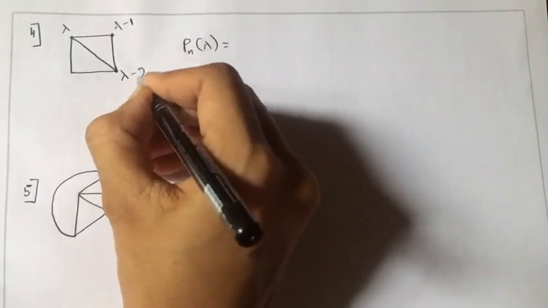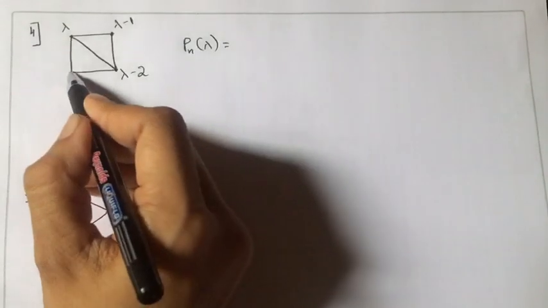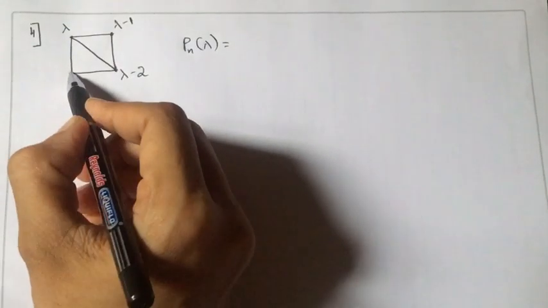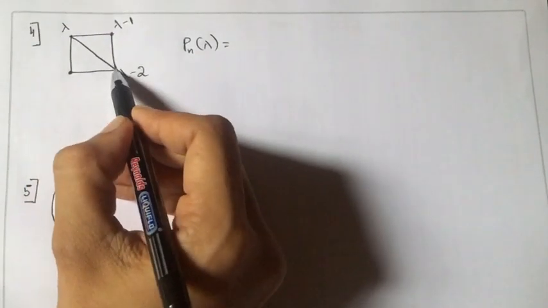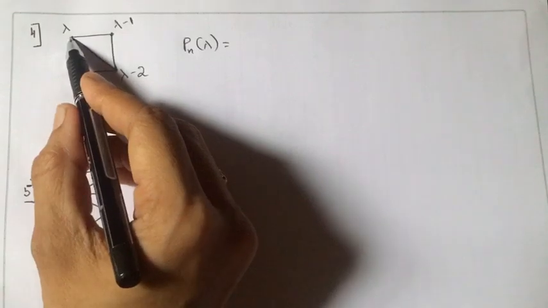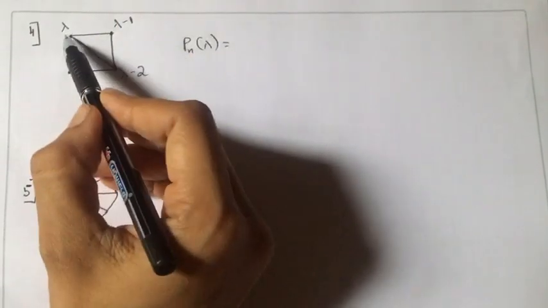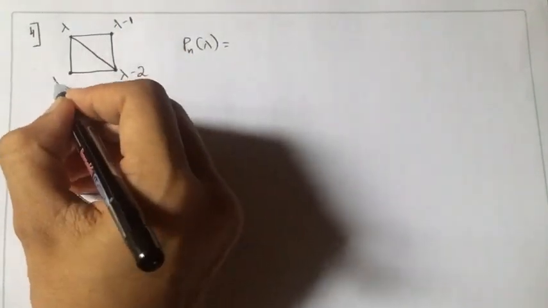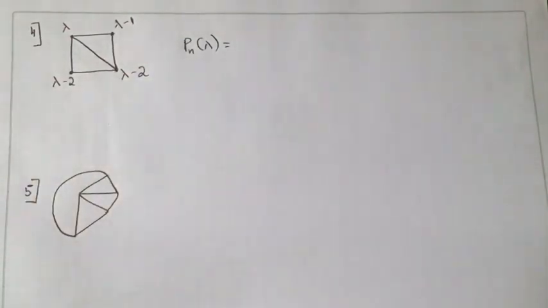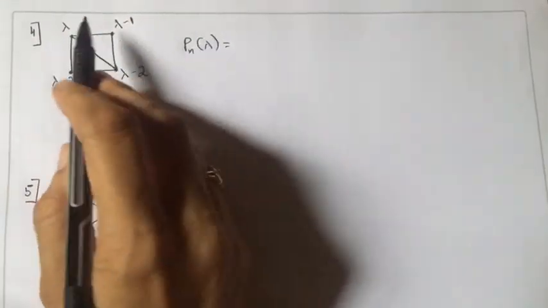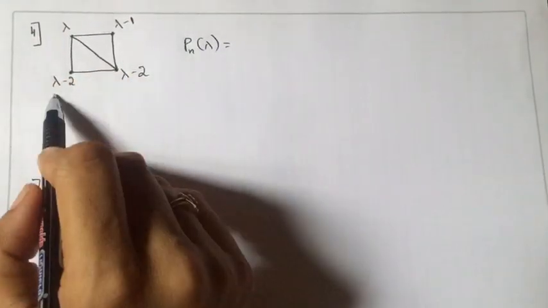So lambda minus 2. When I come to this vertex, I cannot give the color which I have used over here and over here. So 2 options I cannot give. So this is again lambda minus 2. So in total you can write lambda into lambda minus 1 into lambda minus 2 square.